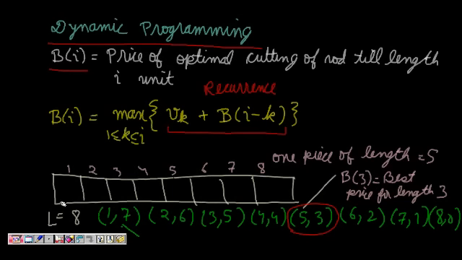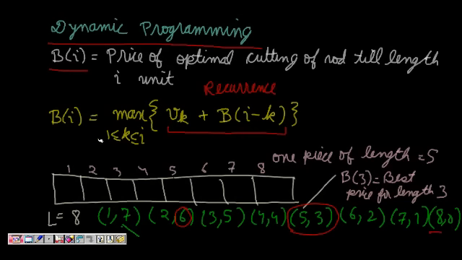If I have a rod of length 8, I can have one piece of length 1 and the best possible cutting of the remaining 7. I can have one piece of length 2 and the other the best possible cutting of length 6. I can have a length of 3 and the other the best possible way of cutting a rod of length 5. We can vary k from 1 unit, 2 units, and in fact go till the rod is of length 8 itself, which is k equal to i.